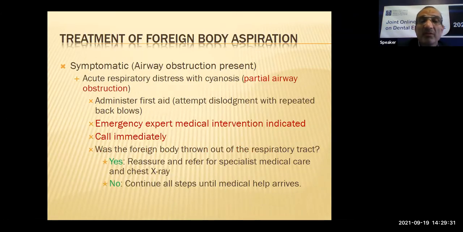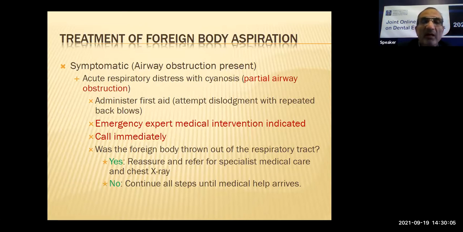If there are some symptoms, but the airway is only a partial obstruction, we follow the same steps as with a complete obstruction, but it is a better situation because we have time to do first aid for our patient.